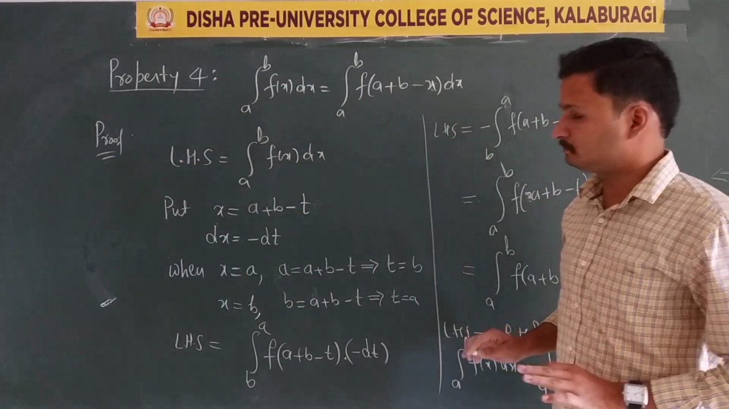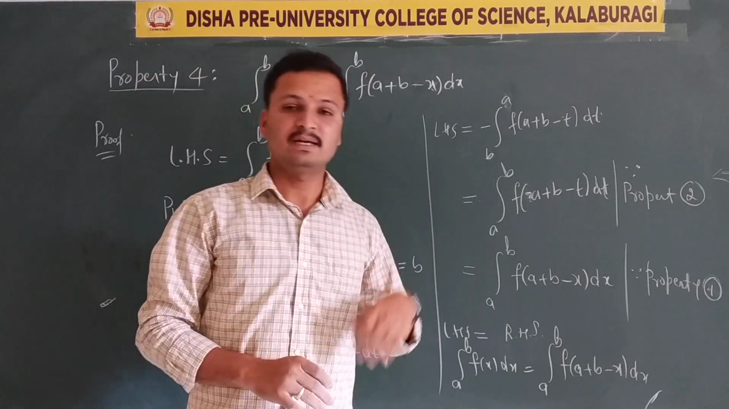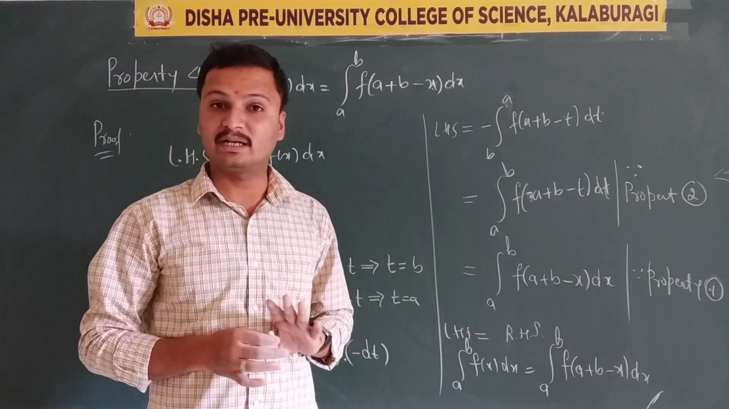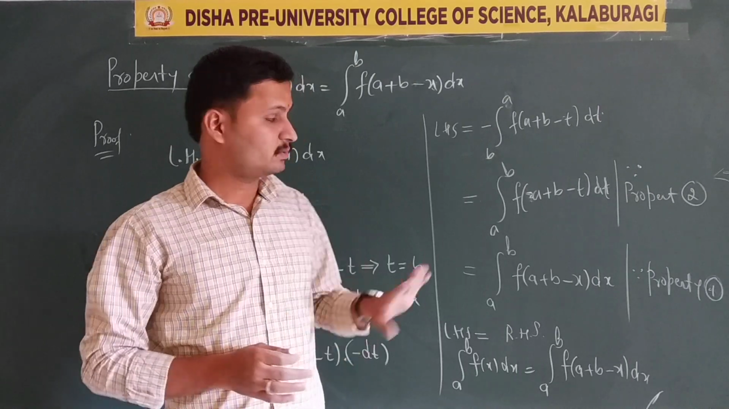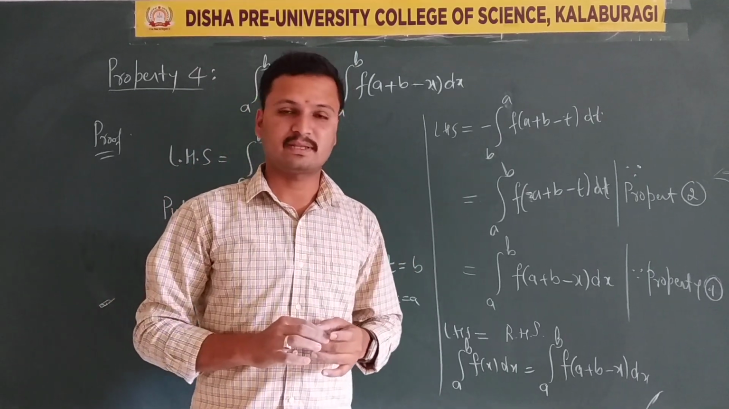So the remaining 4 properties, we will discuss in the next class. Total 8 properties are there. So these properties are important, proofs are also important. Thank you. Thank you all.